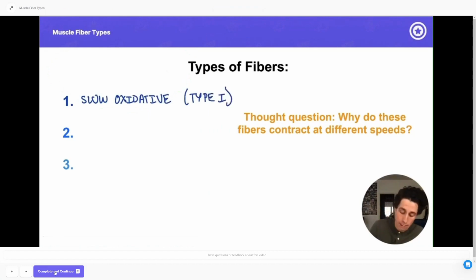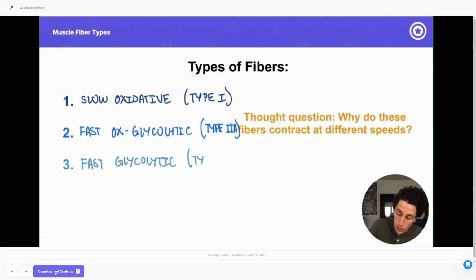Alrighty, and then our second one is going to be our fast oxidative glycolytic fibers. So fast oxidative glycolytic. And these are going to be type 2A. Alrighty, then we're going to have our third type of fiber. And this is going to be fast as well. And this one's just going to be glycolytic, however. So glycolytic right here. And this is going to be type 2 as well. So both of the fast are going to be type 2s, but this is going to be type 2B instead of A.